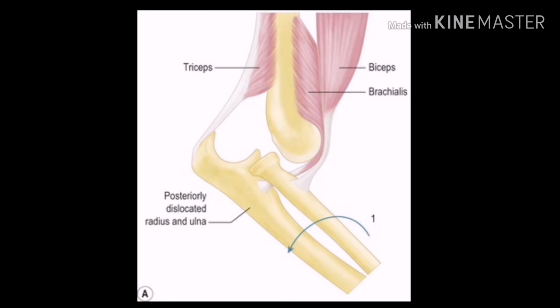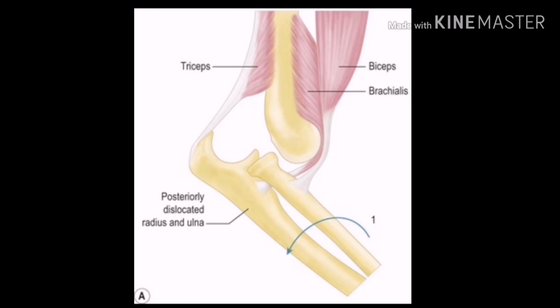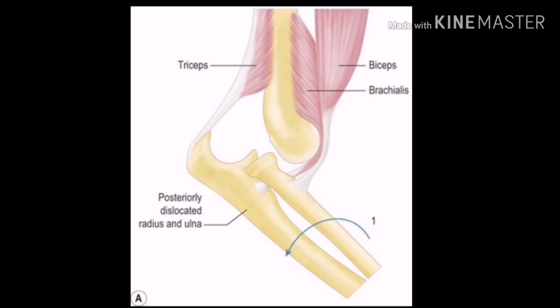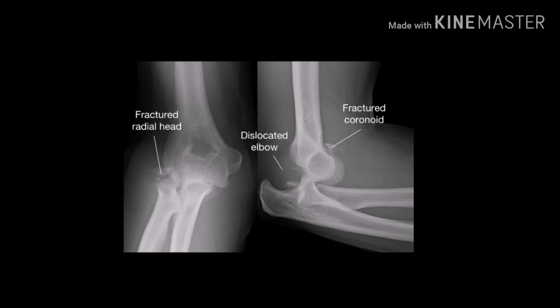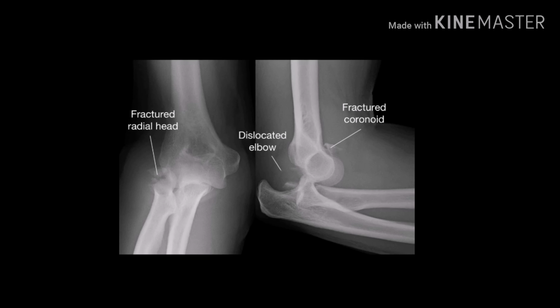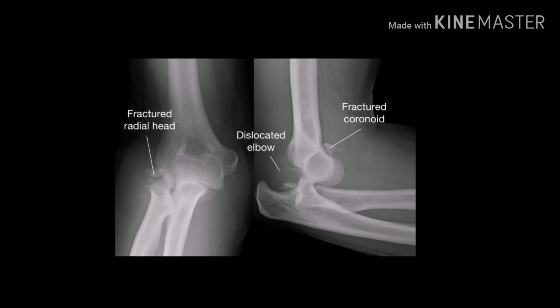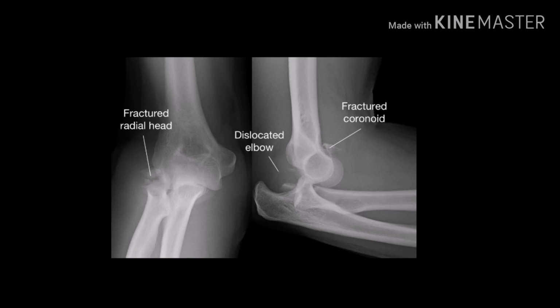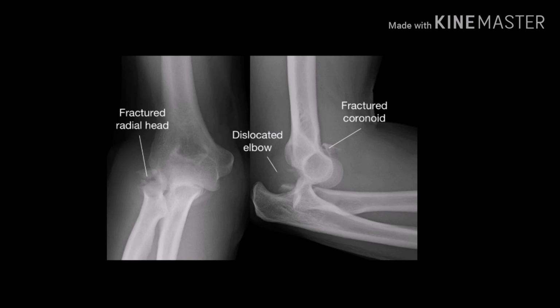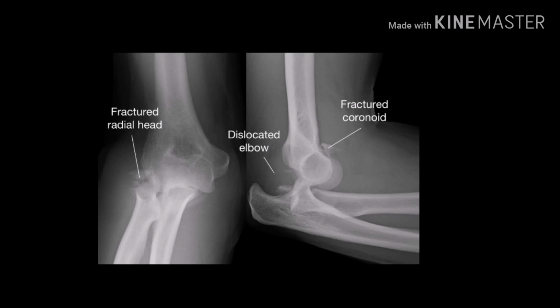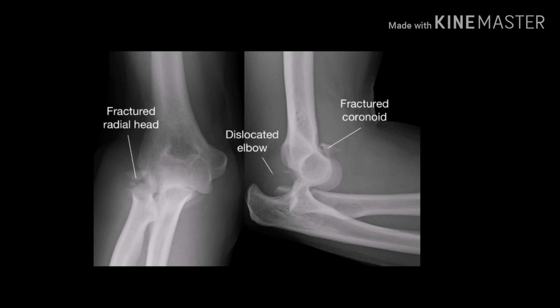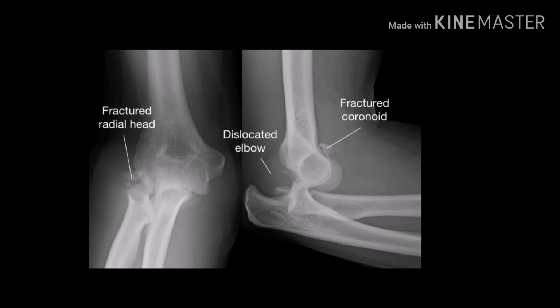Simple dislocations are those without fracture, while complex dislocations are those that occur with an associated fracture and represent just under 50% of all elbow dislocations. Highest incidence is in the 10 to 20 years old age group, associated with sport injuries, although recurrent dislocation is uncommon.